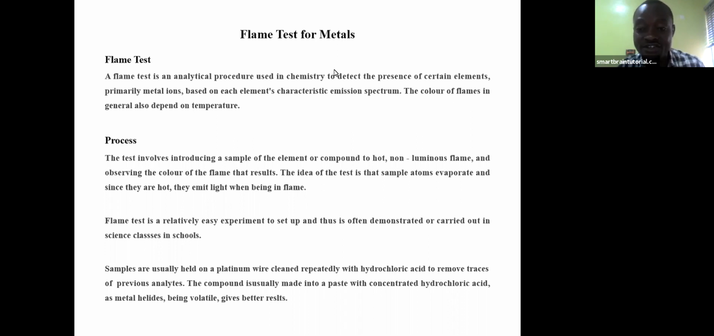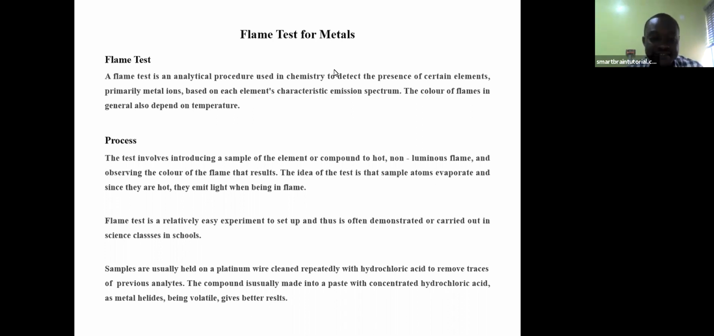The idea of the test is that sample atoms evaporate, and since they are hot, they emit light when being inflamed. Now, when you expose a sample of the elements in the flame, some of the atoms from it evaporate. When they go up, they are exposed to the heat of the flame. They now give out a different light from the flame.